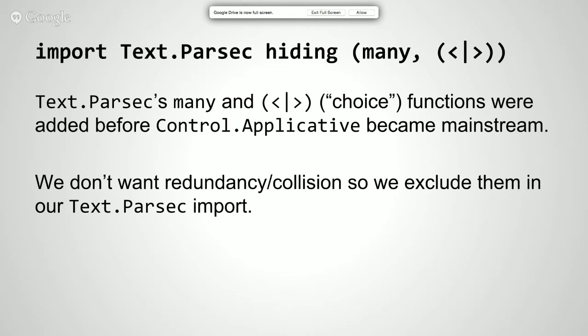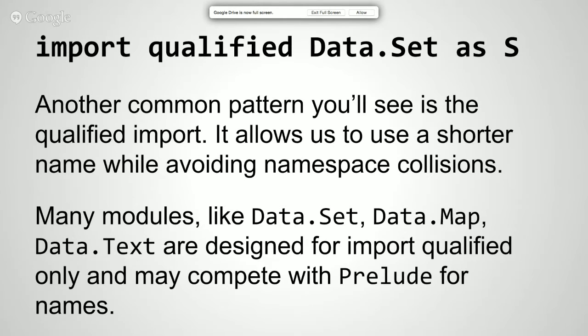Right. And you'll see this a lot, and it's very important. You can import qualified. And what that gives you is a shorter name. So if you do import qualified Data.Set as S, then you can just use S.map for the map that's in Data.Set. And many of the modules are designed to only be imported qualified. And they might compete with the Prelude for names. So, keep that in mind. If you see, for example, a map defined by a module, then it's designed only to be imported qualified.